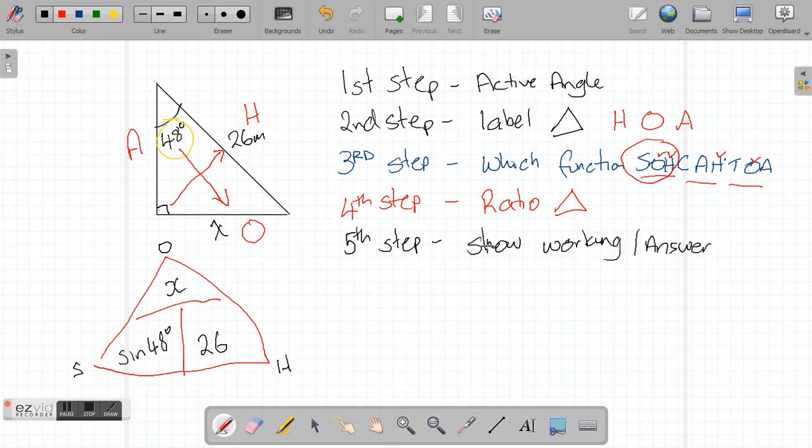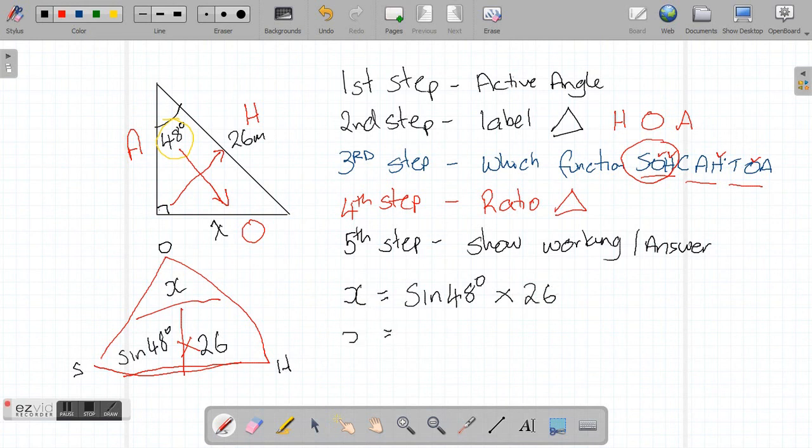The first thing you do is look at what you're trying to find. I'm trying to find X, so I put X equals, and that's a really important part of the working, because if you don't do that then we don't know what you're looking for. So X equals, and if we were to cover up the X with our finger, we'd be left with the two values along the bottom, sine of 48 and 26, and because both those values are along the bottom, we multiply. So this becomes sine of 48 times 26.